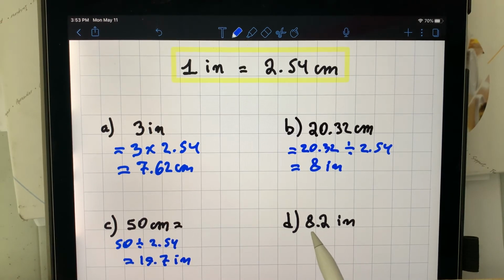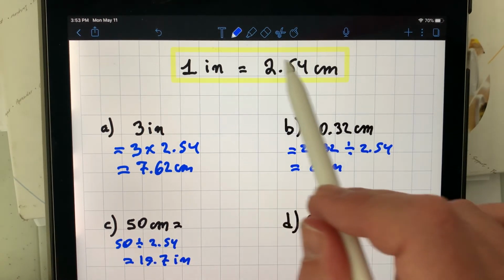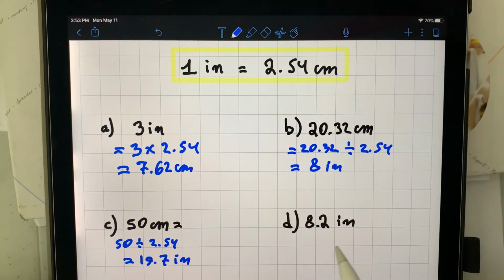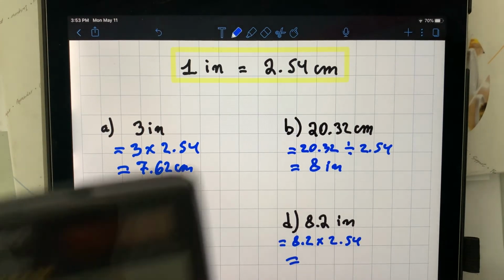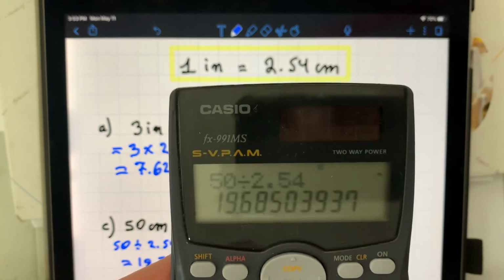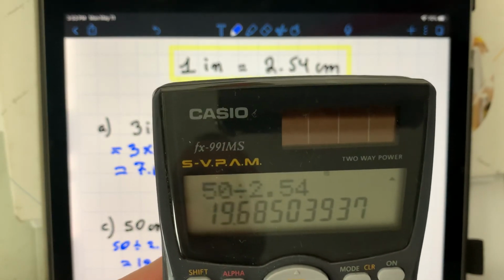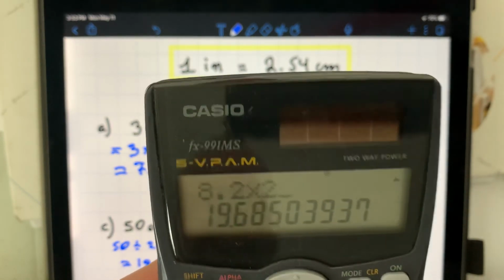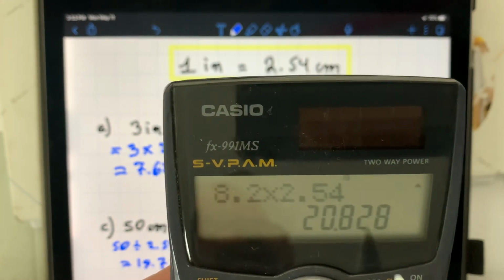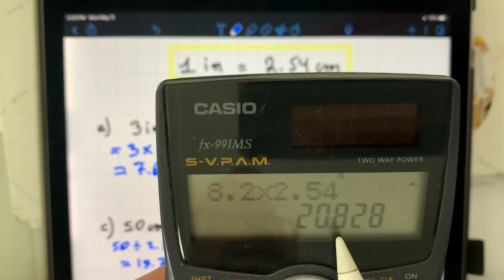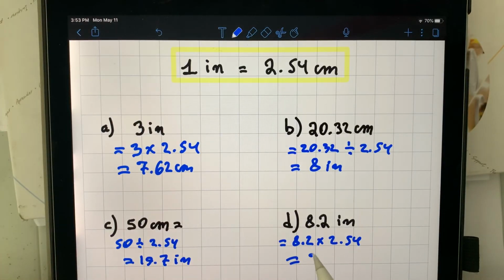And on the last one, 8.2 inches. Okay, from inches to centimeters, I'm going from small to big. I will multiply 8.2 times 2.54. So here we go. 8.2 times 2.54 equals 20.828. Okay, so the 8 is followed by a 2, so I can keep that as an 8. 20.8 centimeters. That is the same as 8.2 inches.